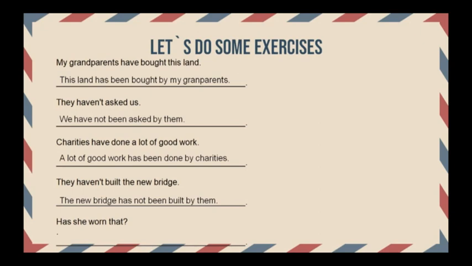Okay, and now the last one, has she worn that? Okay, this sentence is in interrogative form. You have a question mark at the end of the sentence. Then if your active sentence is in interrogative form, you have to put your passive sentence in interrogative form as well. So, has she worn that? Has that been worn by her?